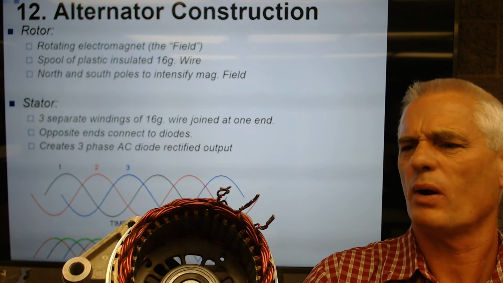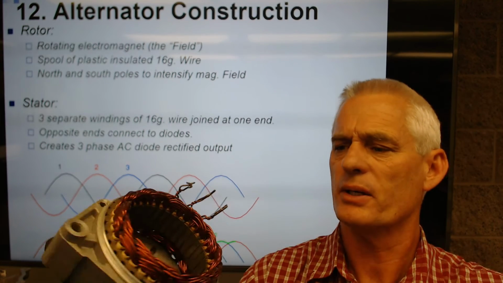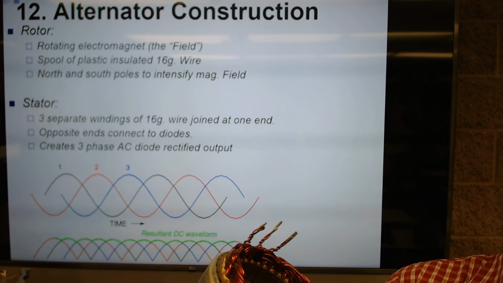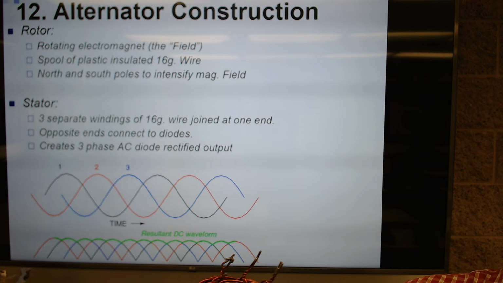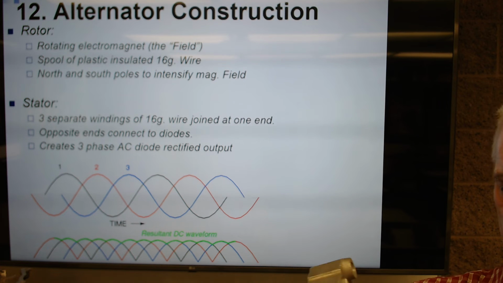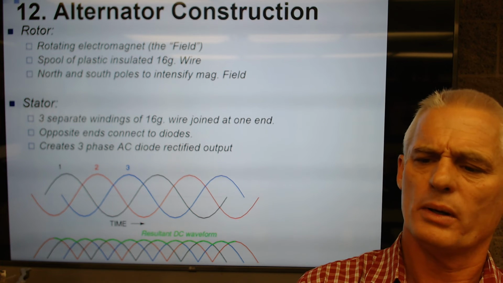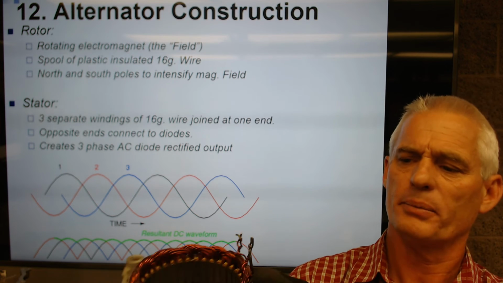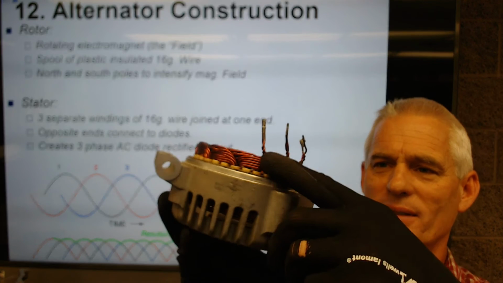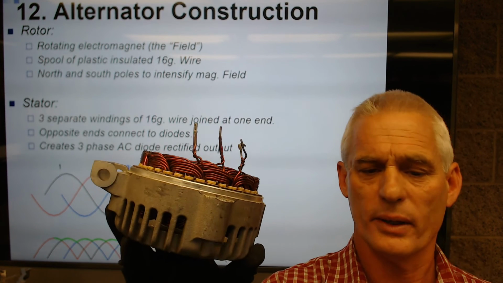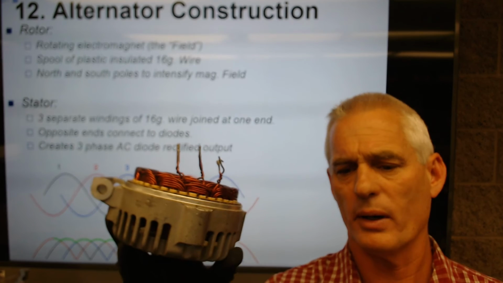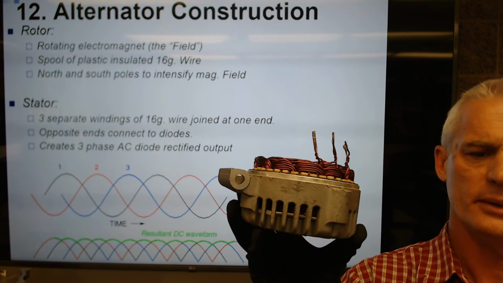3 or 4 pairs of wires, and this one's actually got 3 pairs, and all these wires are joined at the other end. I'm not sure on this stator if I can see where they're joined at the other end. I'm looking, and I don't see it, but you can see 1 pair, 2nd pair, a 3rd pair, and they're joined at the other end. So it's 3 separate windings of 16 gauge wire joined.